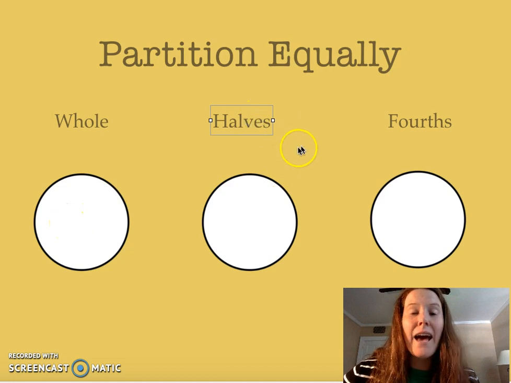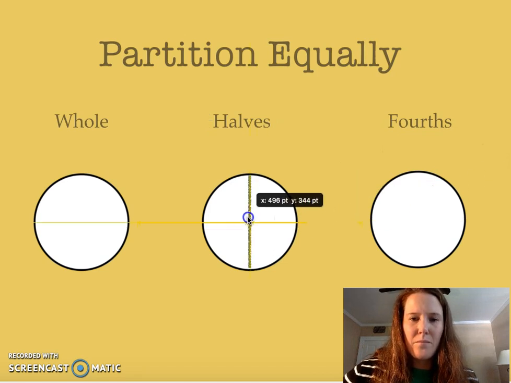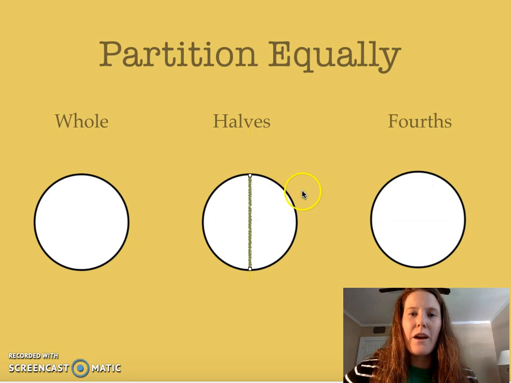When we partition into halves, do you know how many parts we're going to have? Show me with your fingers how many parts we're going to have if we cut a shape into halves. That's right, we're going to have 2 different sides. So let's look at how we can do that. I have partitioned my shape into halves. I have 1/2 and 2/2. Are those equal? Yes, they are, because this side has the same amount as this side.